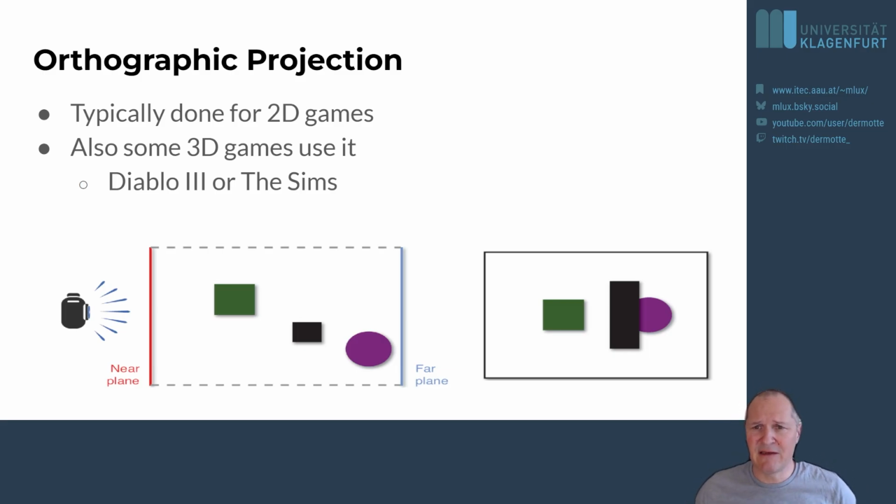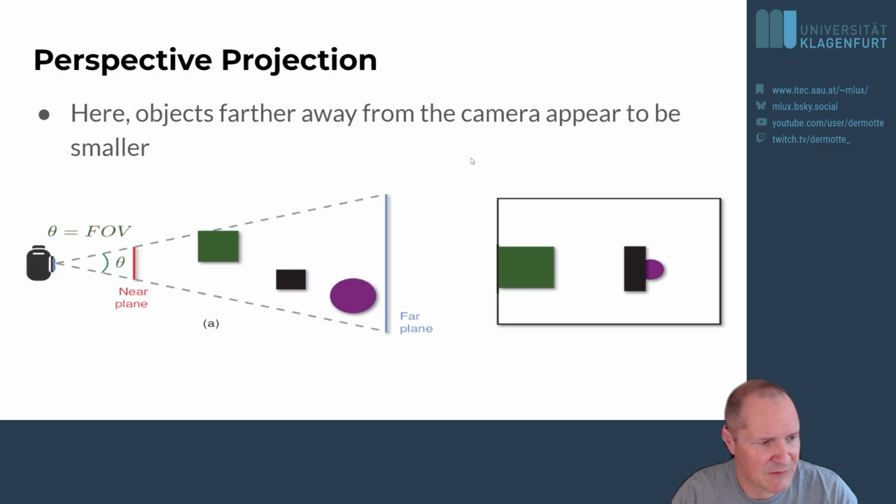You have a far plane, you have a near plane, and in between is everything that you can see in your projection. And for orthographic projection, it's just projected in parallel lines to the near plane, which then basically is your screen. So that's the whole idea. Everything stays the same in types of size, and Diablo or The Sims are games that actually use that.